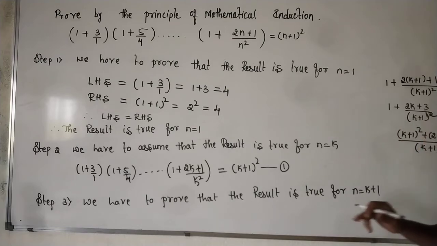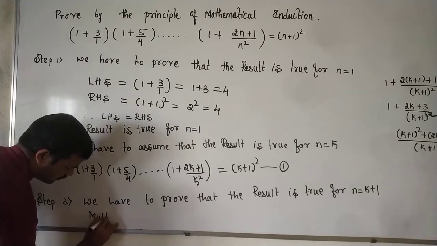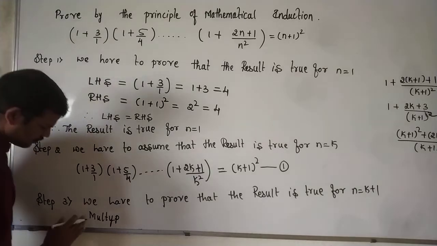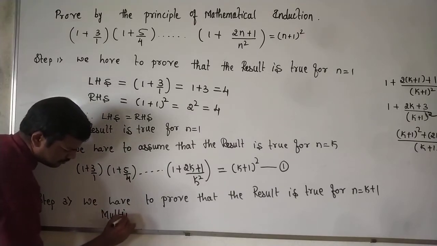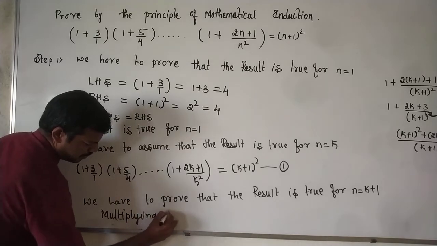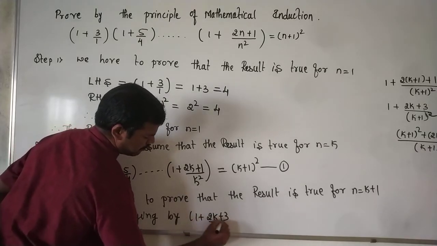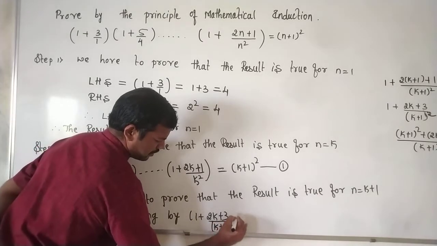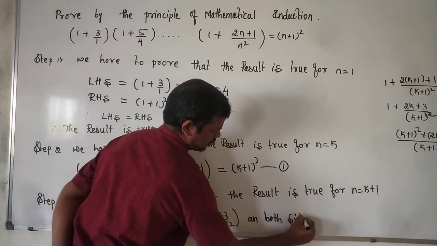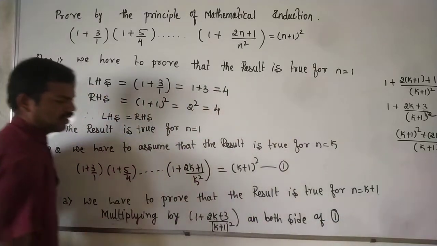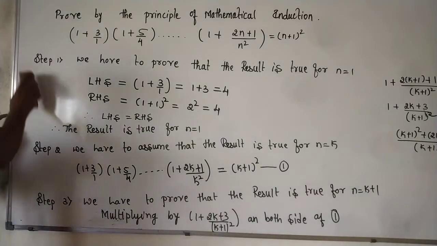We have to multiply on both the sides, because they are in the product. Multiplying by 1 plus (2k plus 3) divided by (k plus 1) whole square on both the sides. So let me multiply on both the sides.